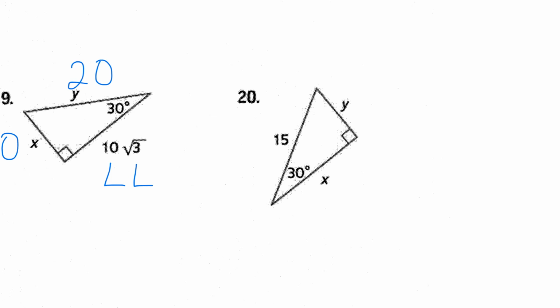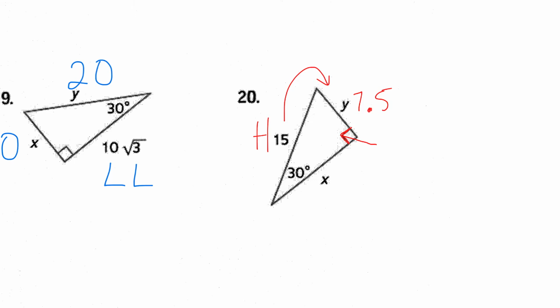Okay, number 20. So this 15, is it the long leg, short leg, or hypotenuse? This is the hypotenuse. Remember, you got your little arrow pointing towards the hypotenuse. So from the hypotenuse to the short leg, what do we do? Divide by 2. So what is that? 15 over 2, or we'll just go ahead and write it as 7.5.